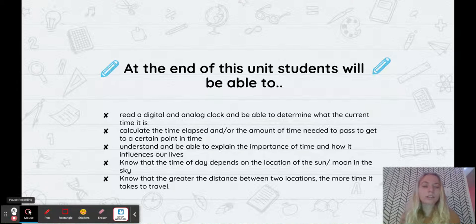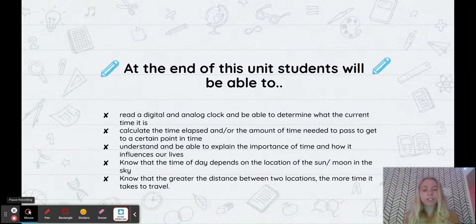At the end of this unit, students will be able to read a digital and an analog clock and be able to determine what the current time is, calculate the time elapsed, and determine the amount of time needed to pass to get to a certain point in time. If it's 12:45, how much time is needed to get to 3 o'clock? If we are doing a lesson or we are doing something for 15 minutes, what time will we be done at?